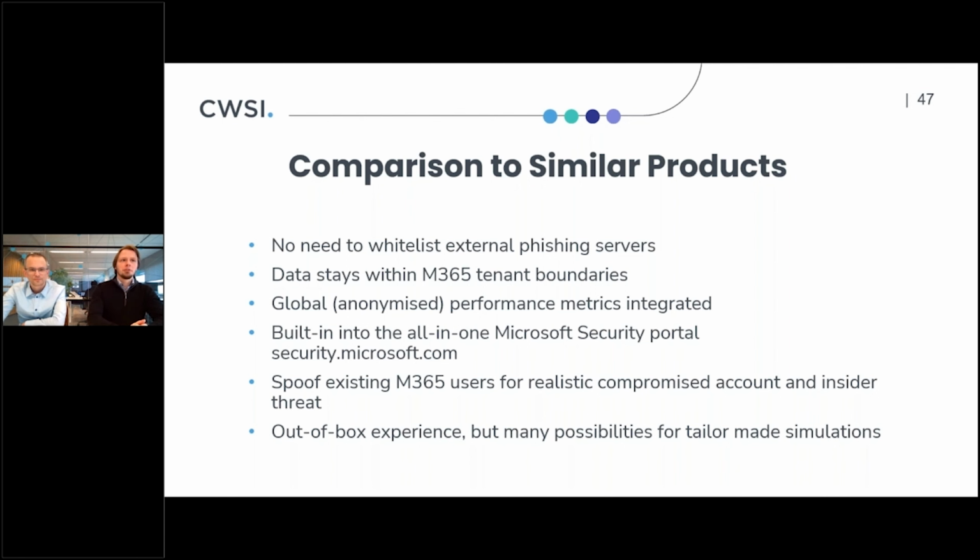You can do some pretty interesting things that might be very hard to do with other platforms. Things like spoofing existing Microsoft 365 users, for example, to create a realistic compromised account or insider threat simulation. And it offers an out-of-the-box experience. You have a lot of out-of-box payloads and training material, but you can also make it tailor-made to your organization, the simulations and the training material.